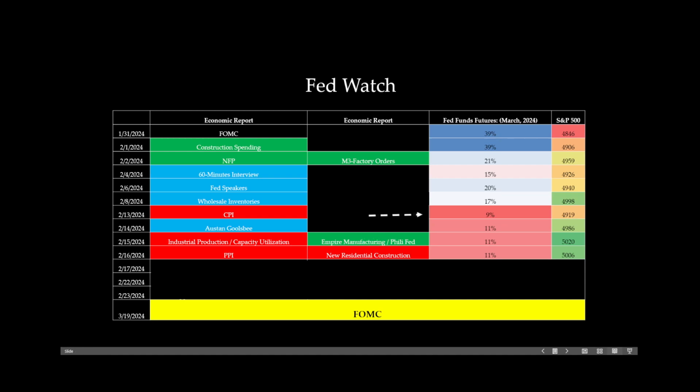The most interesting event we saw earlier this week was a CPI report. Notice how the Fed futures dropped 17% down to 9%, eliminating the possibility of a rate cut in March. This was a result of a very hot CPI number, indicating there is still a considerable threat of sticky inflation. Also, notice how the S&P 500 dropped to 49.19 that day. Certainly, stocks don't like prospects of higher rates for a longer period of time.